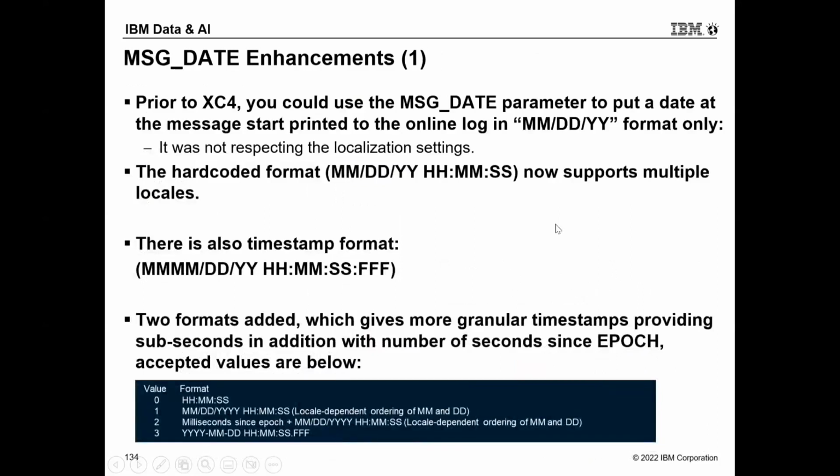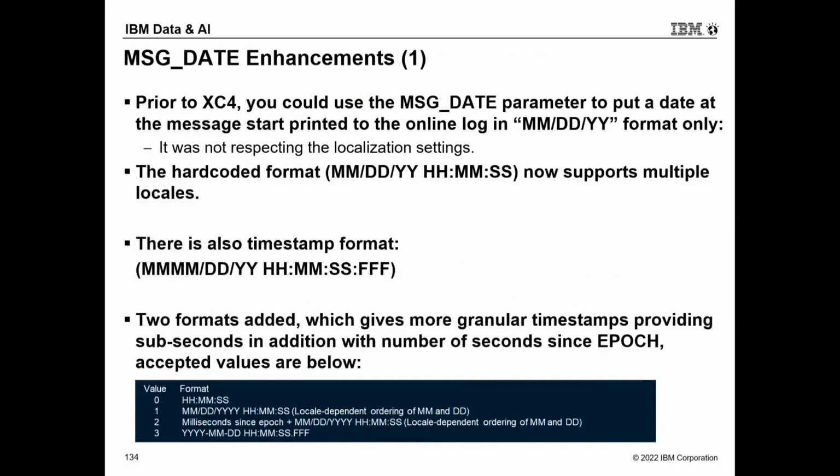Prior to xC4, you could use the MESSAGE_DATE parameter to put a date at the message start printed to the online.log, in MMDDYY format only. It was not respecting a localized setting. A hard-coded format of MMDDYY and HHMMSS now supports multiple locales. And there's also a timestamp format as well, seen here on the screen.